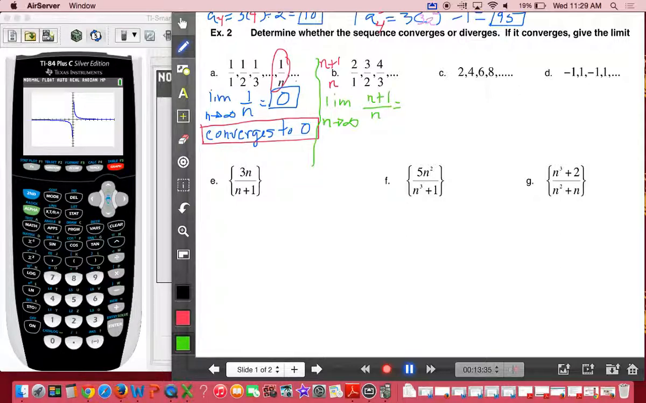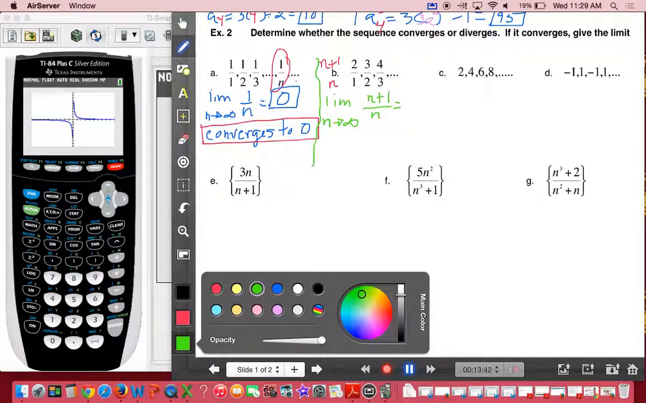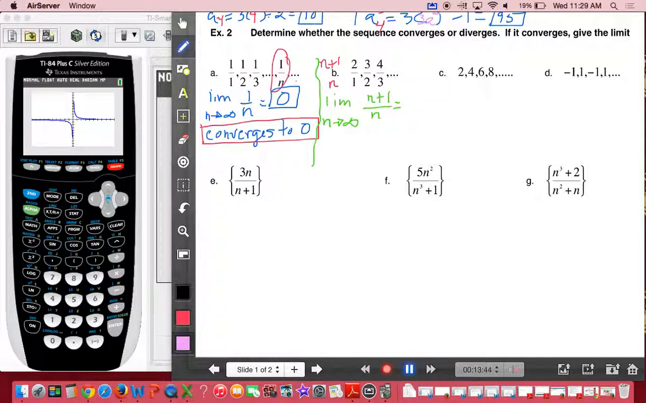So before I show you the math involved with this, let's look at the value of the fraction and see what's happening with that. So 2 over 1 is 2. 3 over 2 is 1 and 1/2. 4 over 3 is 1 and 1/3. The next one would be what over what?